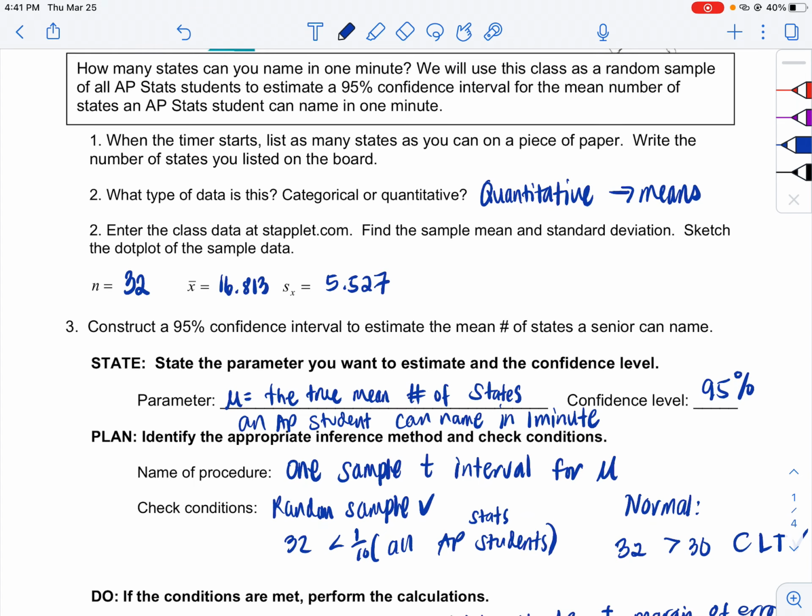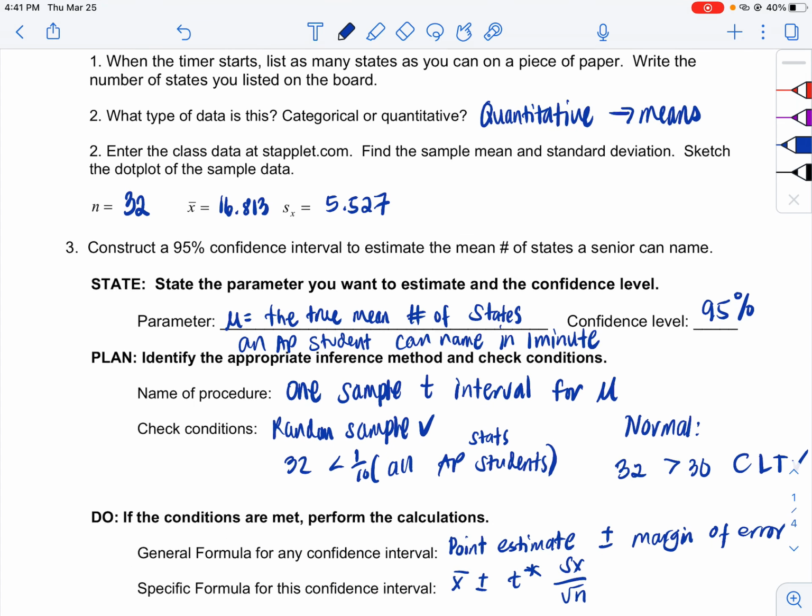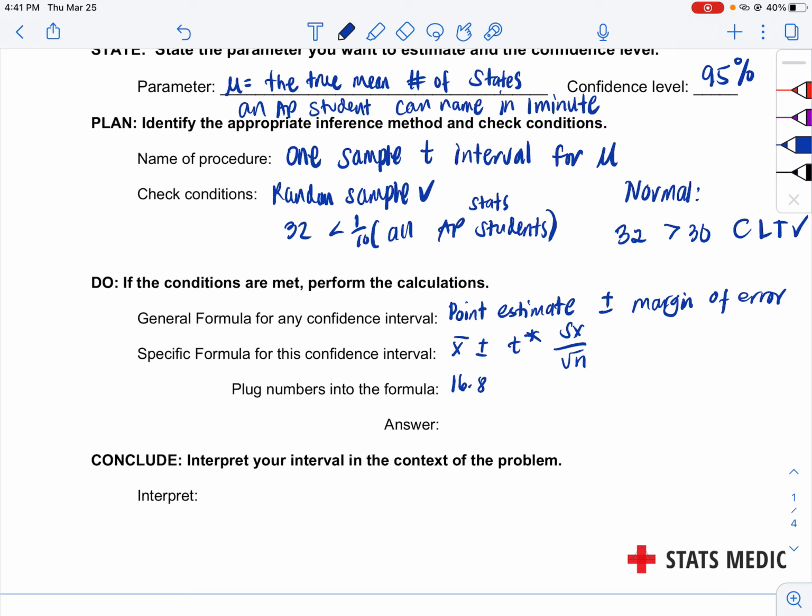Our x bar, our sample mean, is right here on the top, 16.813. So 16.813 plus and minus t star. For this t star, we are going to get the DF first. So let's use our table. We have DF equals n minus 1. That is 32 minus 1, at 95% confidence. So we are going to find our t star.